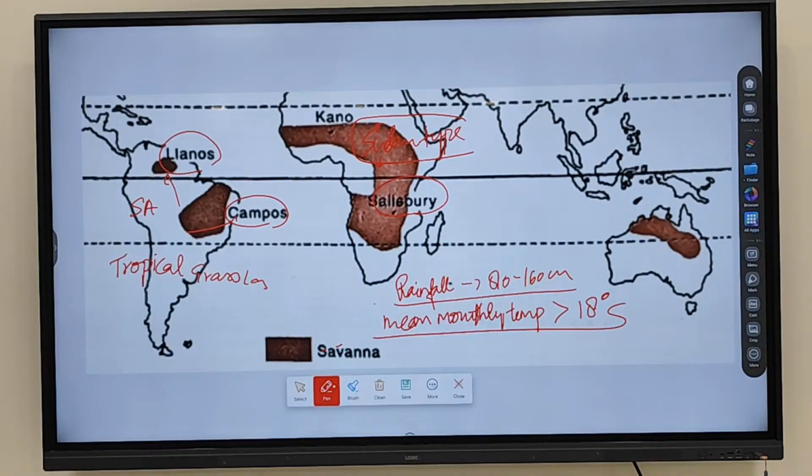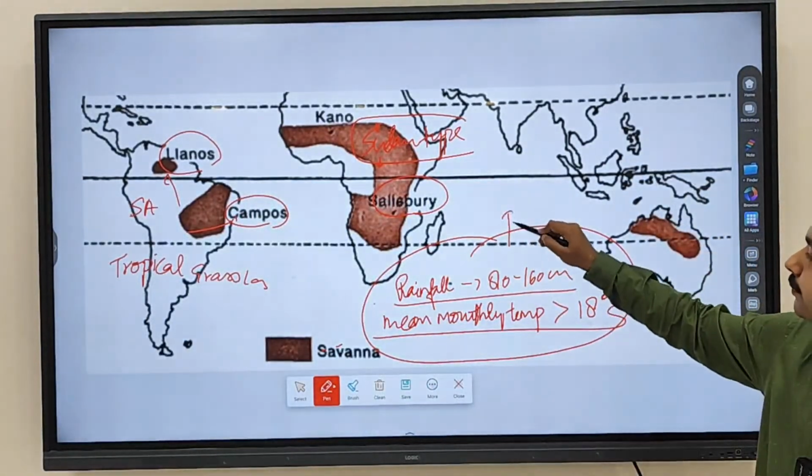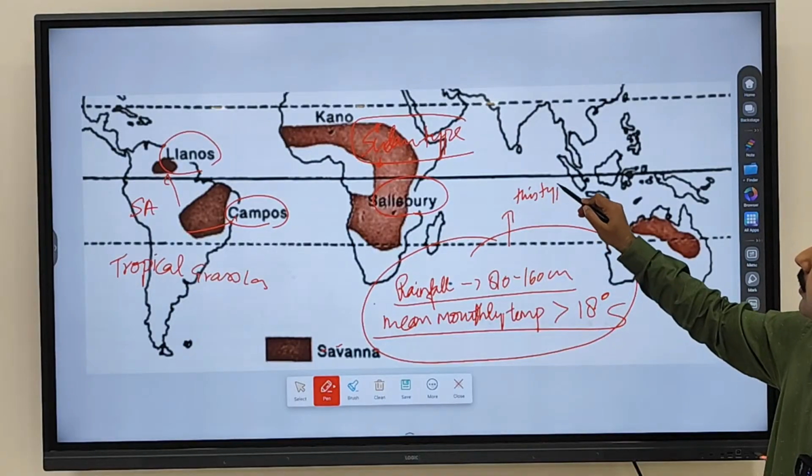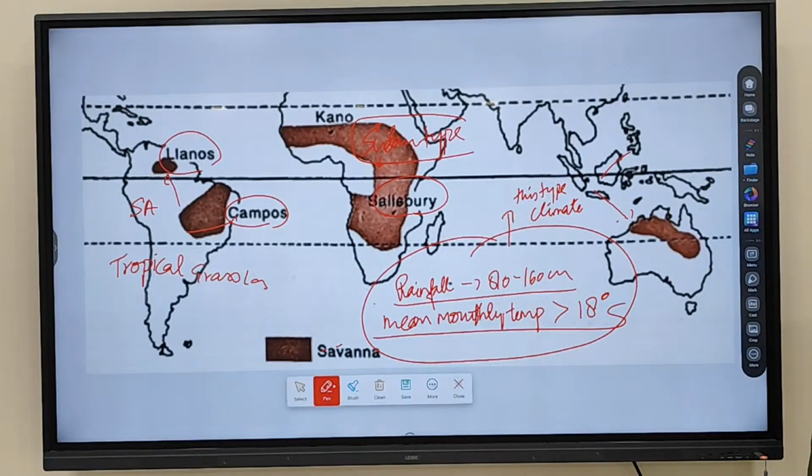Fine. Now, because of this mean monthly temperature and rainfall, this type of climate generally experiences two seasons. What are the two seasons? One is hot, that is the summer season, and the second is the cool and dry season. Hot season, summer season; cool and dry, that is the winter season.